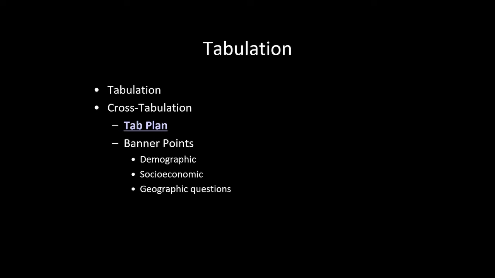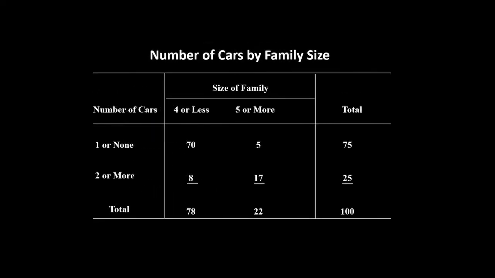Let me show you one example, and I posted this data set on your course web page. It's about family size and car ownership. You can see in this example we have these two variables, right? We have the variable family size, and family size has two categories: family size of 4 or less, and family size of 5 or more. And then we have another variable, which is the number of cars.